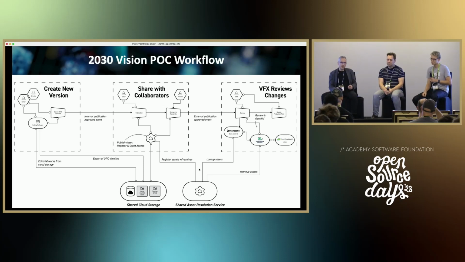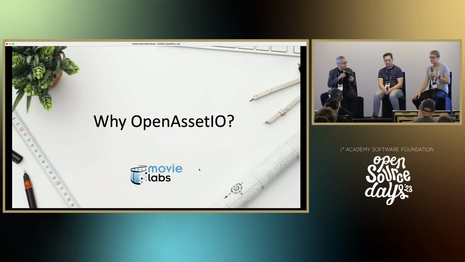Yeah. So just to kind of summarize, this is what we were showing. Two publication events, one within the production, one off to VFX, and working from these shared cloud resources. And I think with that, we'll do a little bit of a deeper dive into OpenAssetIO. Yeah, thanks, Jim.